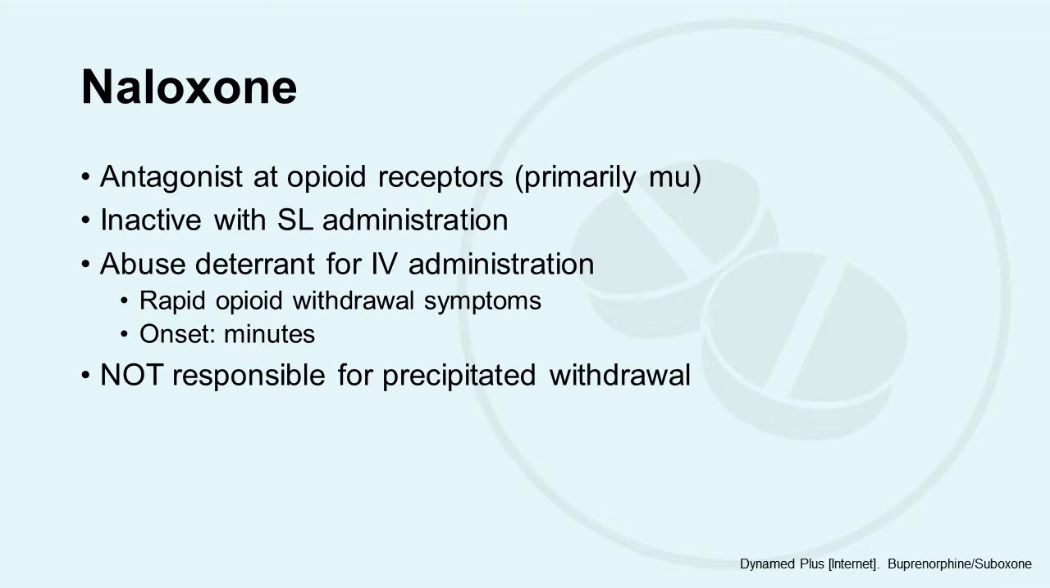However, naloxone is not responsible for precipitated withdrawal in patients who try to abuse the drug by using it IV. Typically, it's due to the relative affinities of buprenorphine versus other opioids that is the culprit for precipitated withdrawal. The symptoms often occur in minutes.